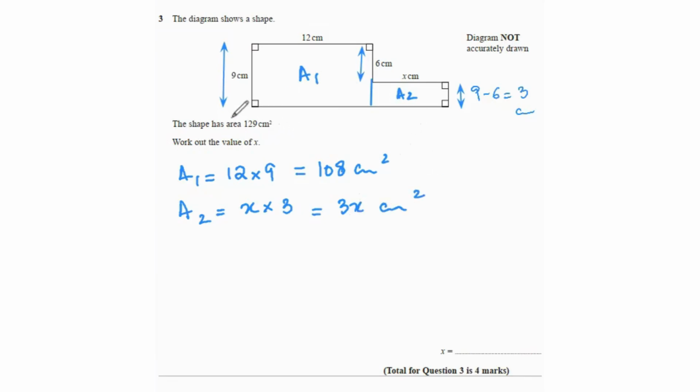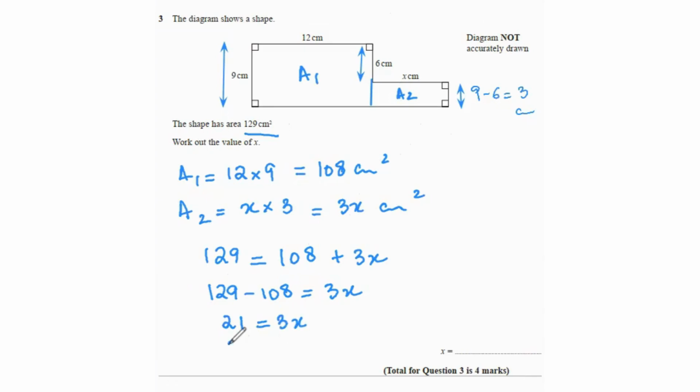As the question says, the area of the entire shape is 129. So 129 equals 108 plus 3x. 129 minus 108 equals 3x, which gives us 21. And x is going to be 21 divided by 3, and that's 7 centimeters.